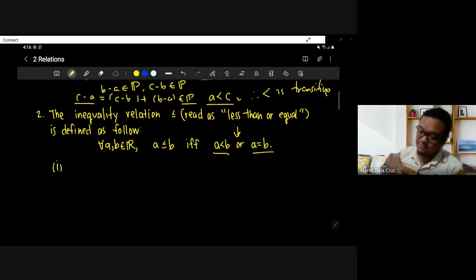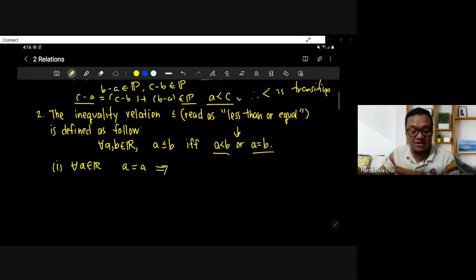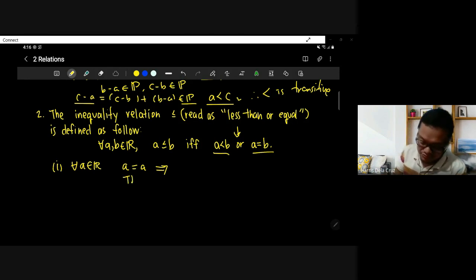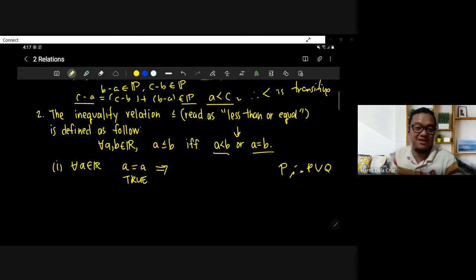Let's see if it's reflexive, symmetric, or transitive. Of course, we know that for every real number A, pwede mo nang sabihin na equal sa sarili niya. A is equal to itself. Ano ibig sabihin nun? By using our knowledge in logic, since alam mo na true ito, di ba? True. So, pag meron kang true statement, pwede ka nang mag-conclude ng P or anything, di ba? So, either A is equal to A or anything.